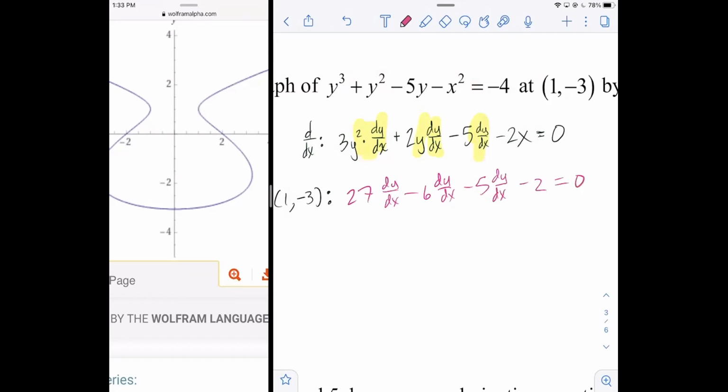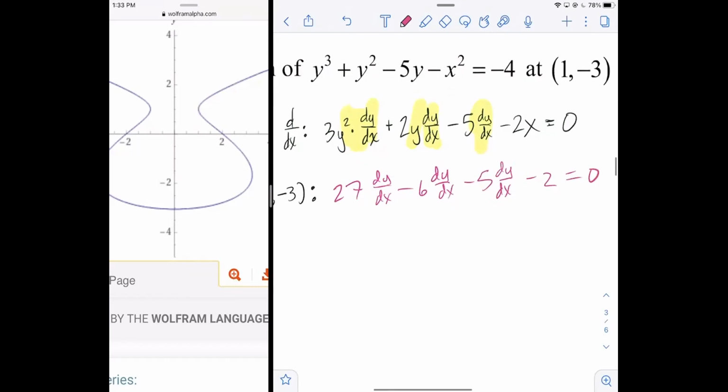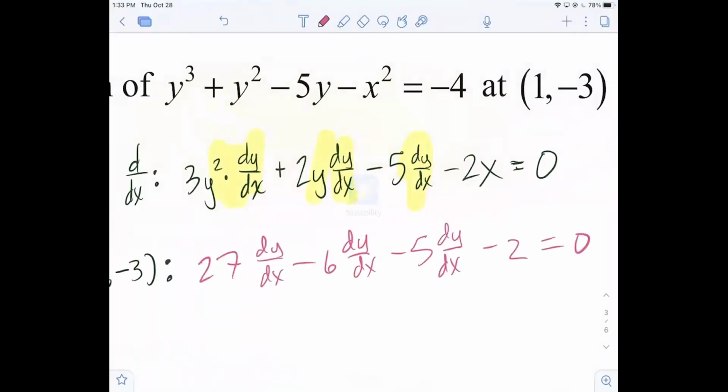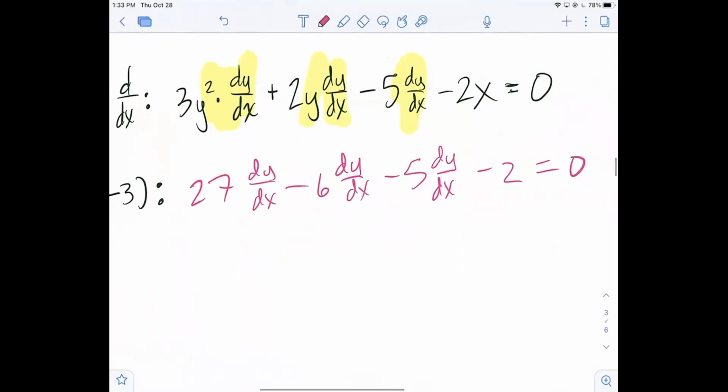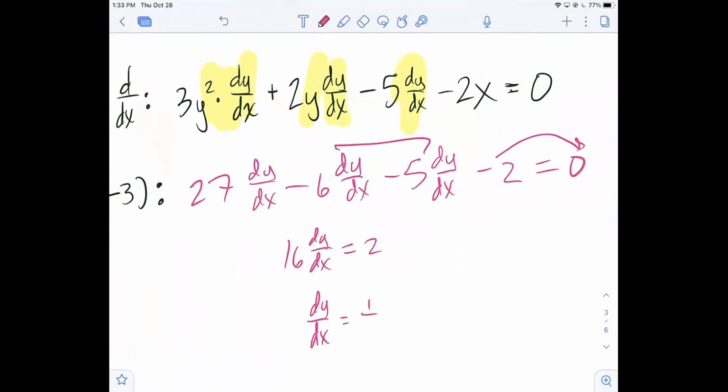-2 dy/dx. Okay, so now notice I don't have to factor out the dy/dx, do I? Because all of the other symbols when I plugged in became coefficients. So now it's just what's 27 minus 11? 16 dy/dx equals, bring the 2 across, and then you get dy/dx equals 2/16, which is 1/8. It's the same thing.